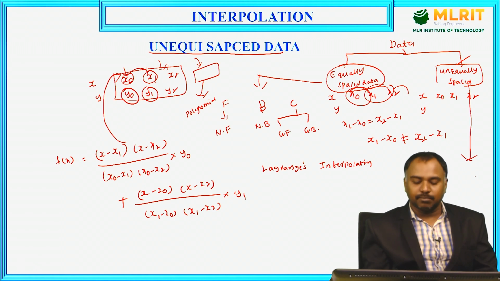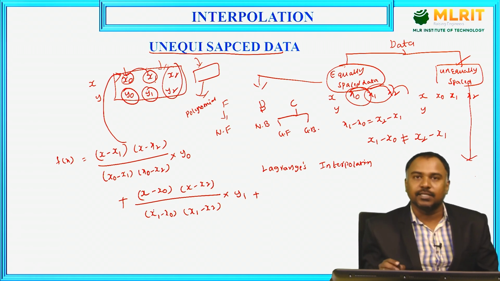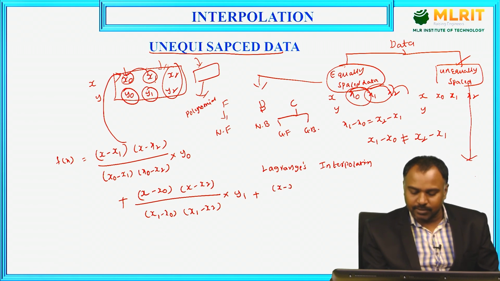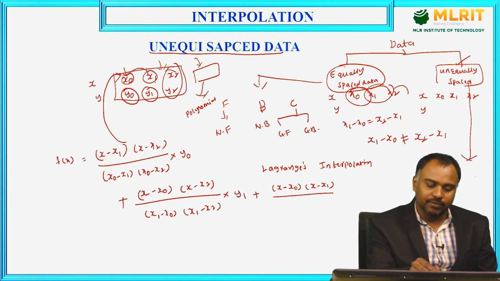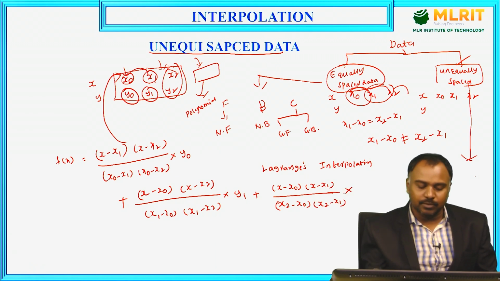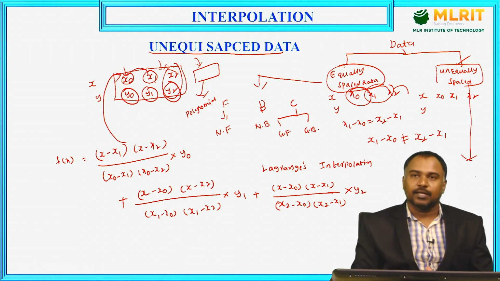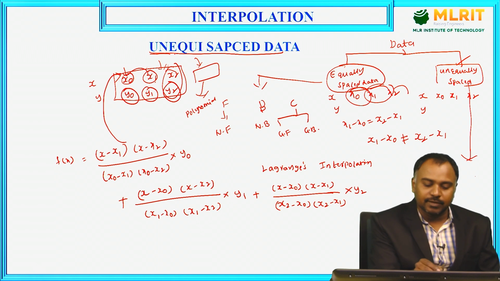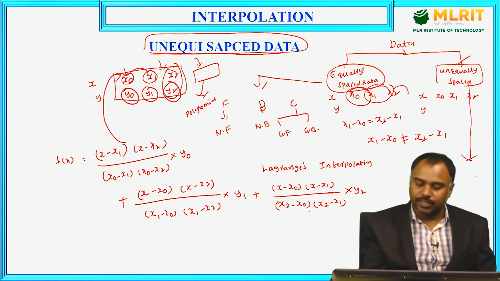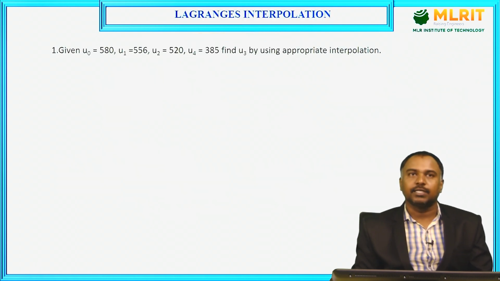Now, based on the number of points, we are going to extend the formula. If there are 3 points, we obviously get 3 terms only. So, x minus x0, x minus x1, divided by whatever we excluded, that is x2 minus x0, x2 minus x1, into the respective function value y2. This is the way we find that unknown value. For unequally spaced data, we use this particular formula. Now, we will take one question and discuss how we are going to find it.